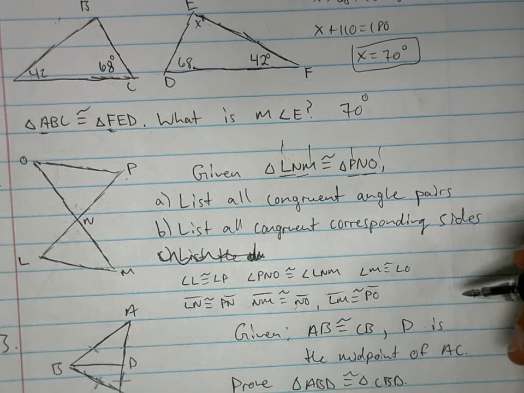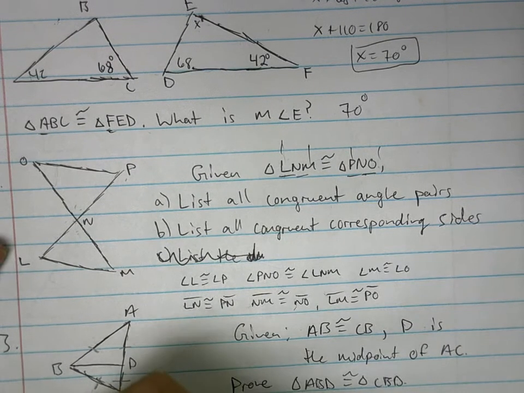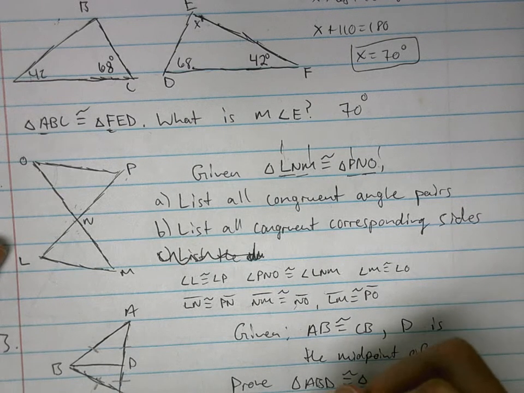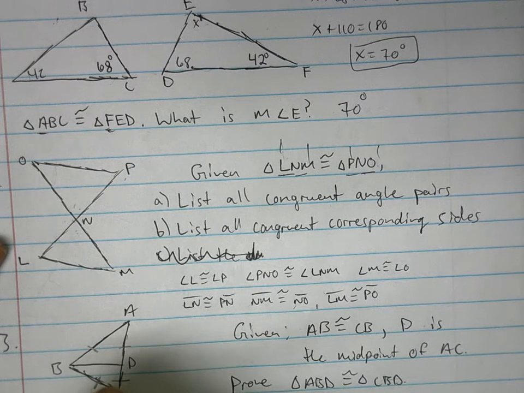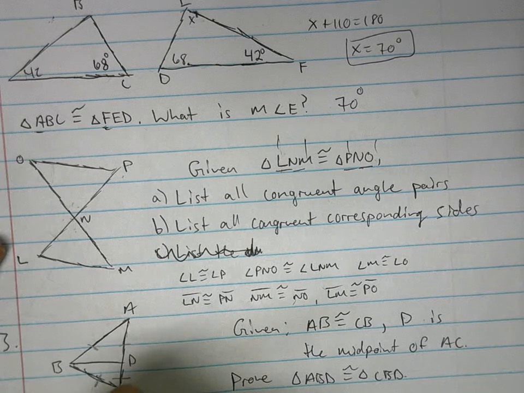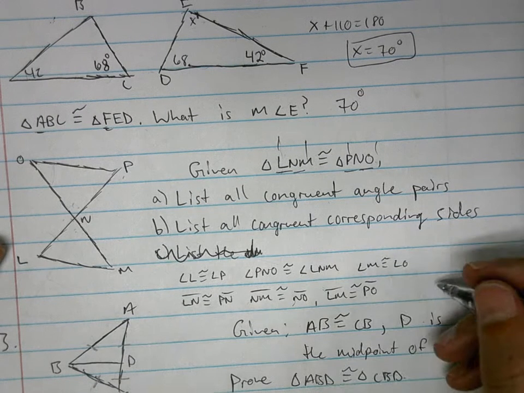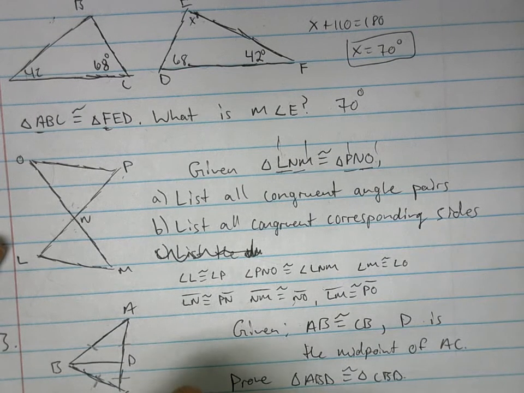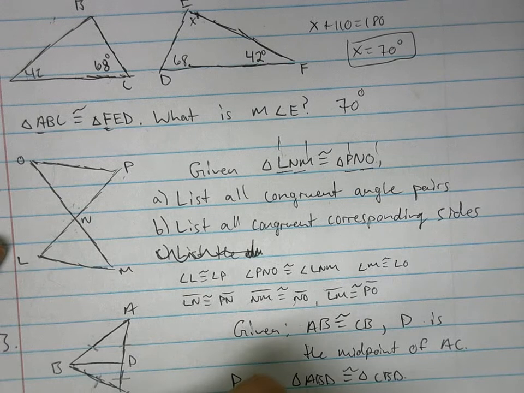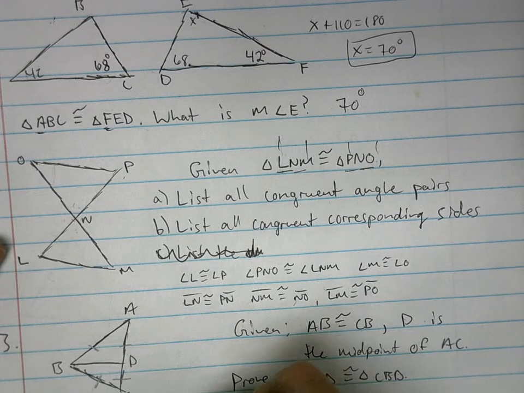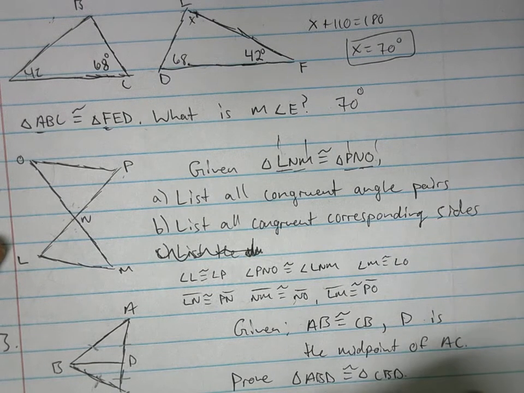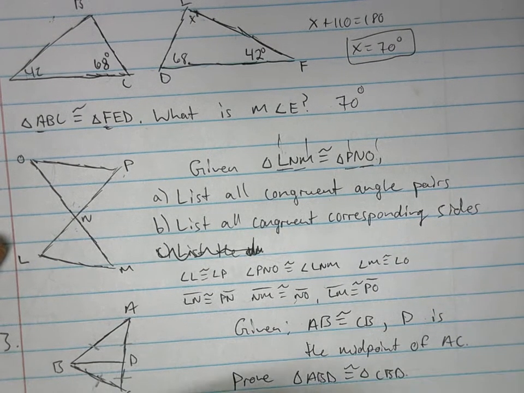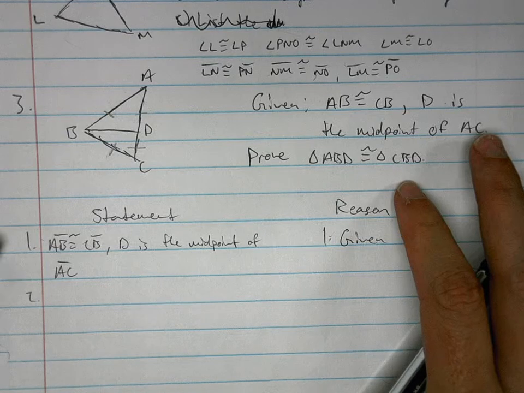For 3, we're doing a proof, so we need a statement and a reason. First statement, we're going to say AB congruent to CB, and D is the midpoint of AC. How do we know that? It's given. It's always the first step in your proof.